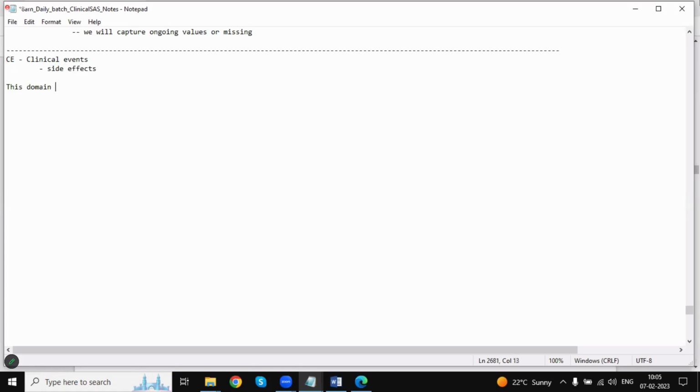But this domain captures the clinical events that would not be classified as adverse events. It means if you have not captured it in the adverse event domain, then only capture it in a clinical event. If you have already captured it in an adverse event, don't repeat it in a clinical event. Clear? Straightforward.